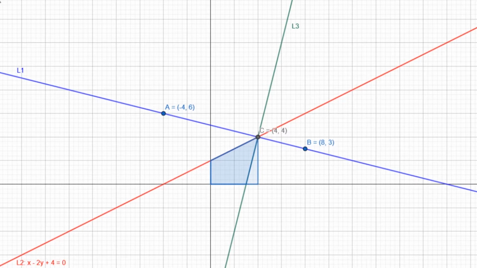That's quite convenient because one of the points that we wanted to know was this point directly below C, and we can now see that the coordinates of that point are (4, 0).